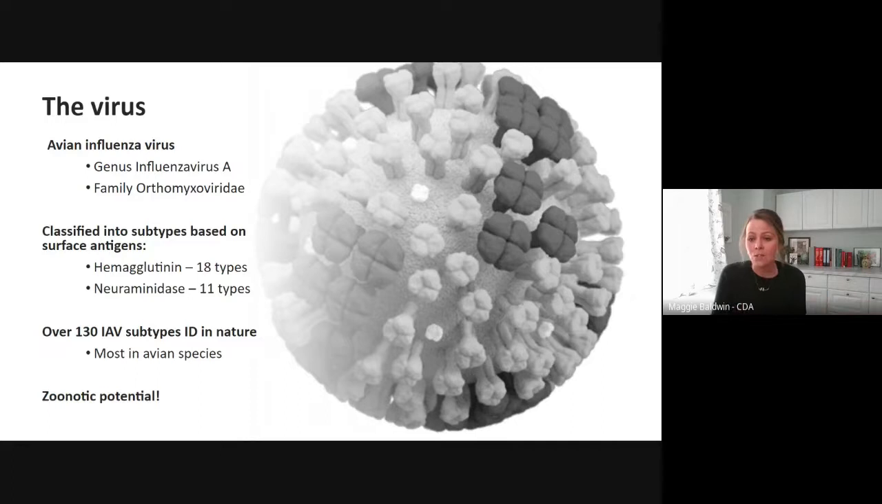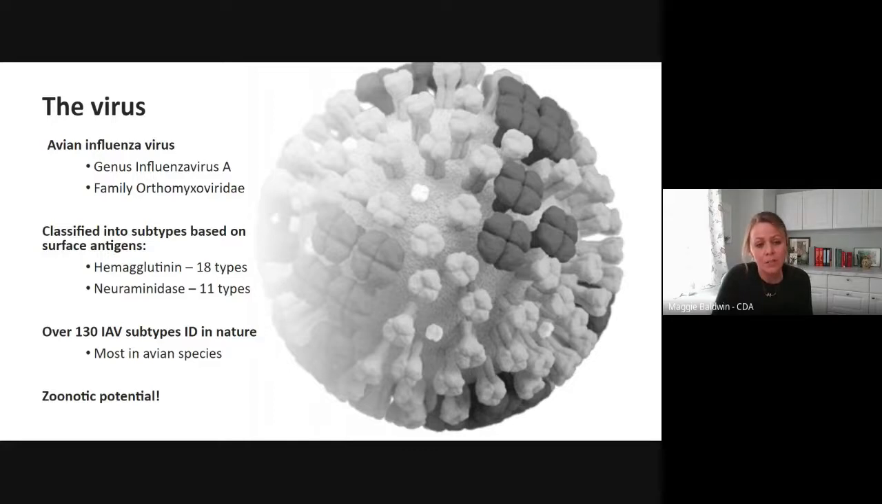And now some new science and data has shown us that there's 18 H's and 11 N's. And so when we hear about H5N1 or H7N3, those types of things, that's what this means. It's those surface antigens that are on the surface of the virus itself. And that helps us distinguish what type of virus it is as well.